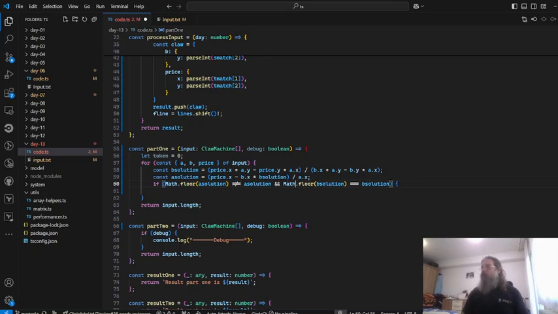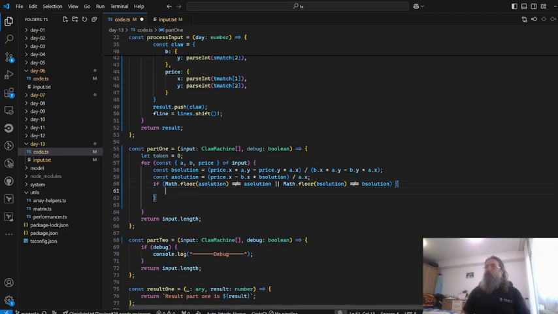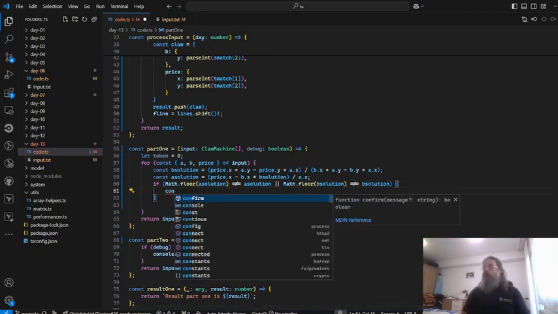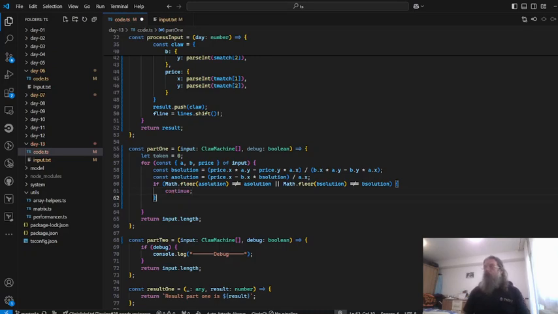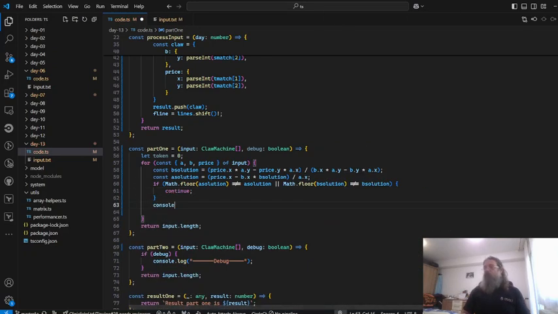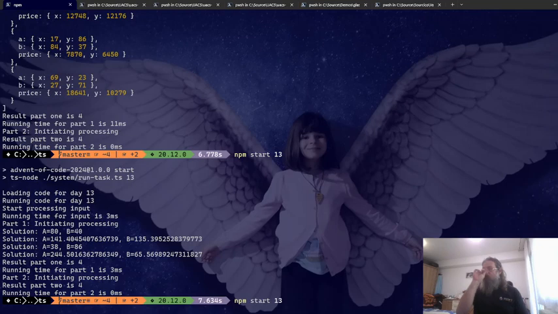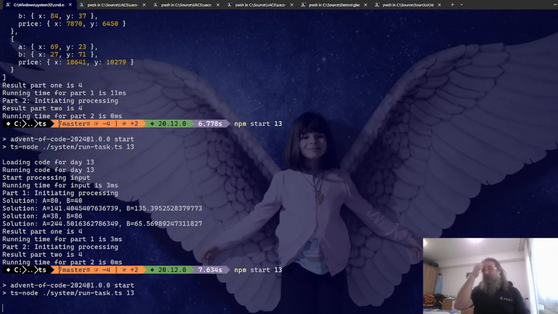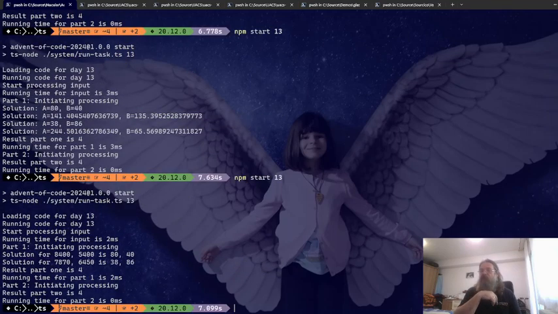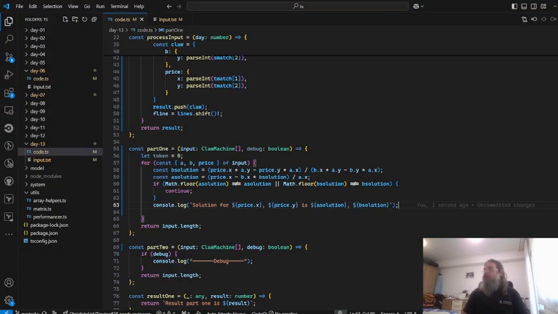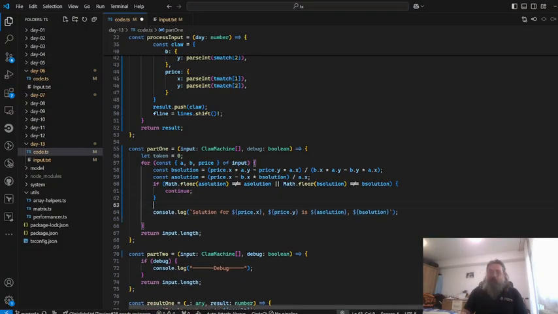No, we're gonna go the other way around. So if that is not a whole number or that is not a whole number, move along, nothing to see here. So otherwise, yeah, let's just log the solution. So we should get only the first and the third one. Okay. So now we know that they are even numbers.